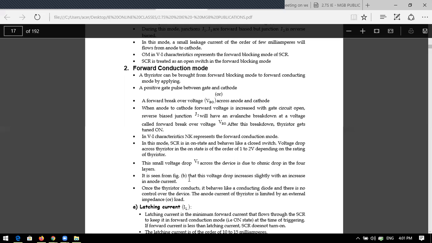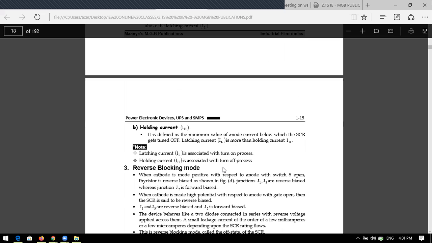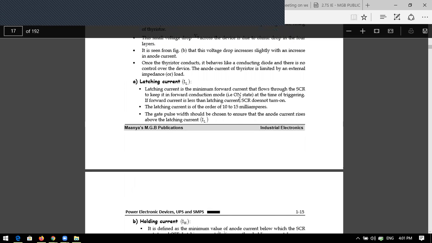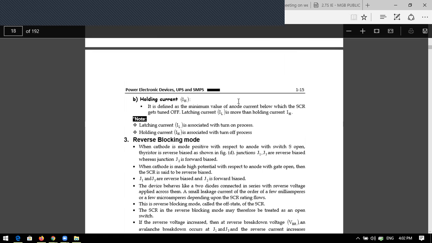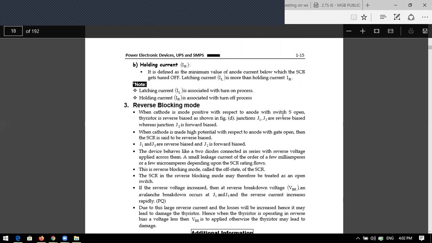Latching current always tells the turn on process. The holding current always tells the turn off process. The latching current is about 10 to 50 milliamperes, and it is always greater than the holding current. How much gate pulse is given to the gate terminal is decided by the latching current. So that gives you a glimpse of the latching current as well as the holding current. IL should be greater than IH.